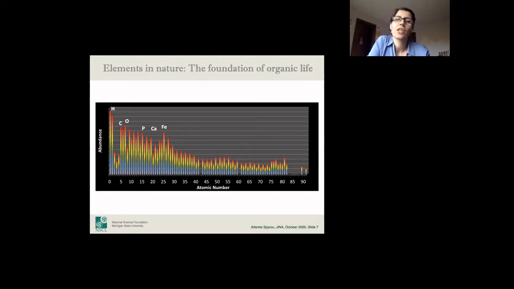This already, just looking at the amount of each element, tells us a lot about how these elements are formed. So for example, here I'm plotting the abundance of these elements, so how much we have from each element. And I should mention, this is a logarithmic scale, so the changes you see here are actually pretty big. And this is plotted as a function of atomic number. So I marked some of the elements. We have hydrogen and carbon, oxygen, and so on, and iron.